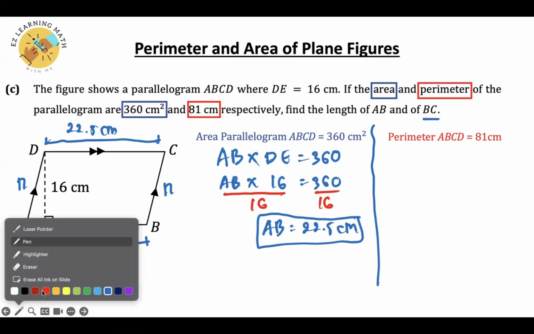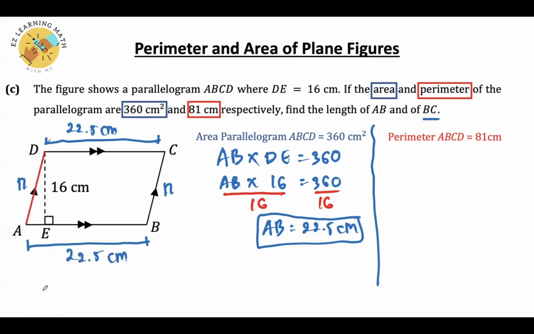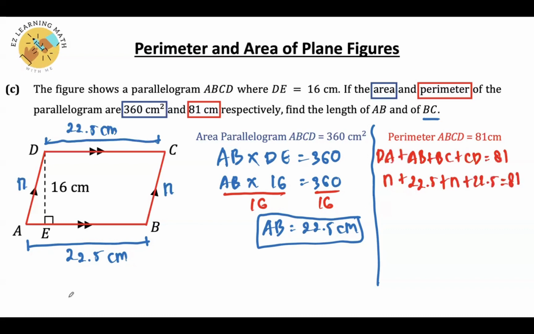So the perimeter ABCD is DA plus AB plus BC plus CD. DA is n, and AB is 22.5. BC is also n and CD is 22.5 equals to 81. Now let's calculate the like terms. So n plus n equal to 2n. And then 22.5 plus 22.5 is 45, equals to 81.